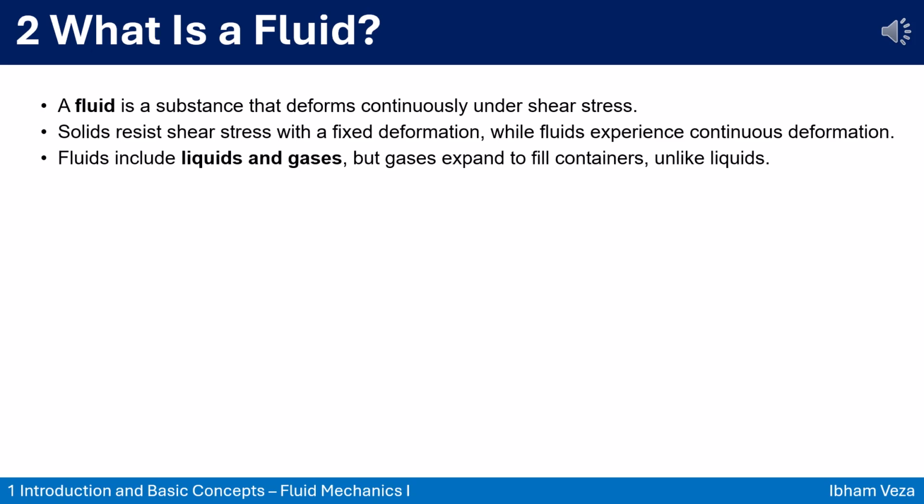2. What is a fluid? What actually makes something a fluid? It's simple. A fluid is any substance that keeps deforming when you push on it. Imagine pushing on honey or water. It keeps moving as long as you apply force. That's what we call continuous deformation under shear stress. Solids are the opposite. When you push on a solid, like a brick, it resists, maybe bends a little, but it holds its shape. Fluids never hold their shape.